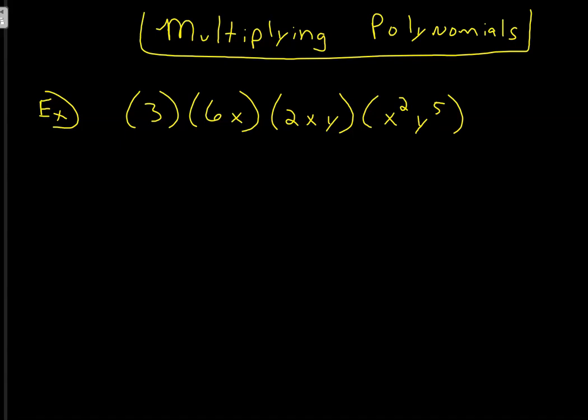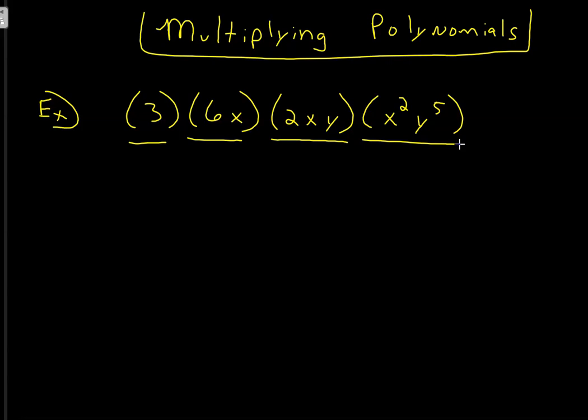Alright, so this video is about multiplying polynomials. And basically what this says is 3 times 6x times 2xy times x squared y to the fifth. And the reason why I know it's times is there's no plus sign in the middle.